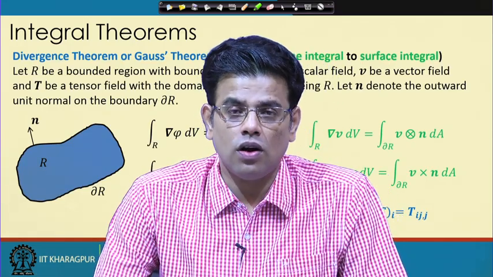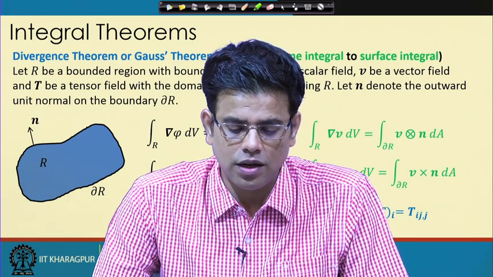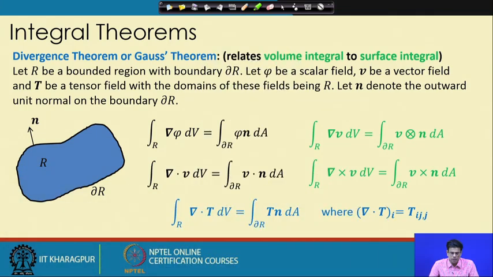These theorems I hope all of you know from your vector calculus or vector algebra course. So, we will be modifying these theorems for tensors. Now, the first theorem is the divergence theorem, also known as the Gauss theorem, which relates the volume integral to the surface integral. Some of you have already studied this theorem.